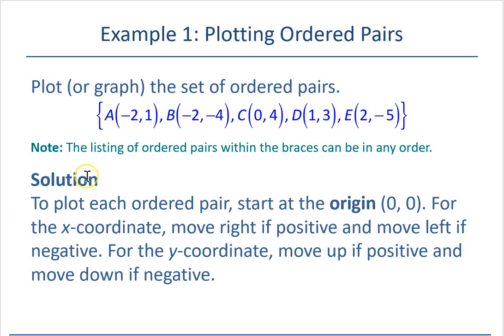Let's do an example here. Plot or graph the set of ordered pairs. Okay, here they all are. Notice they said a set. They're putting all of these inside of braces. We could call this set something over here. So we got A of 2, 1.